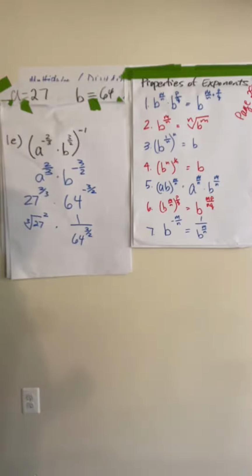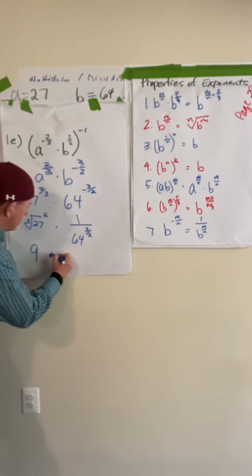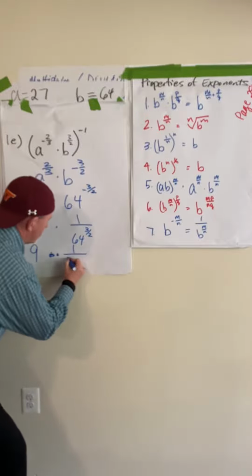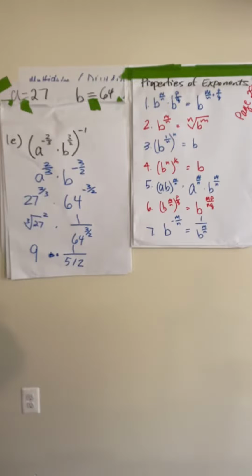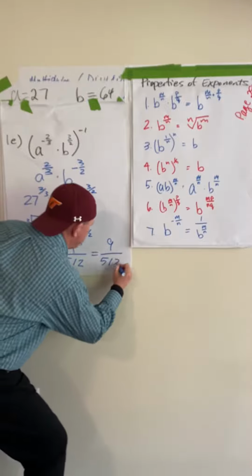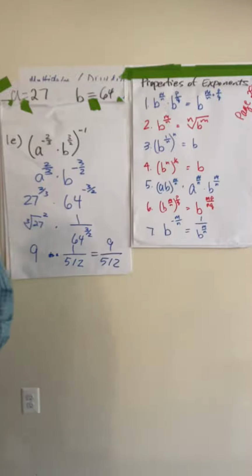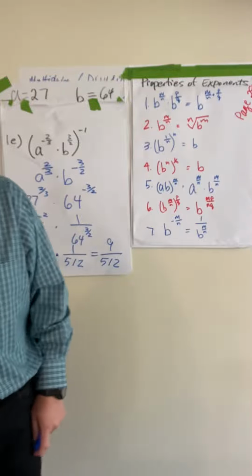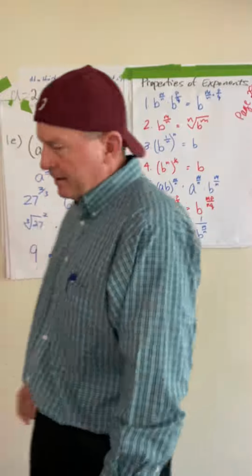Man, this looks so familiar. I can't believe how familiar this looks. So this one here is going to be the cubed root of 27 is 3, squared is 9. This time, I know I did 64 to the 3/2. I think we just did that a minute ago, and we got 512. So this time, whoops, that's a times. Times 1 over 512. And 9 times 1 over 512, that's equal to 9 over 512. And that is a great answer for the second one, for letter E.